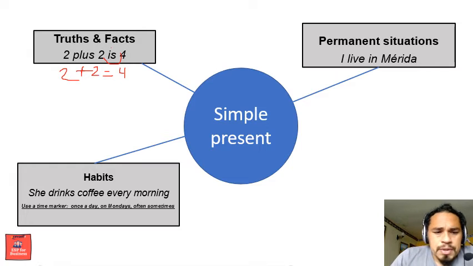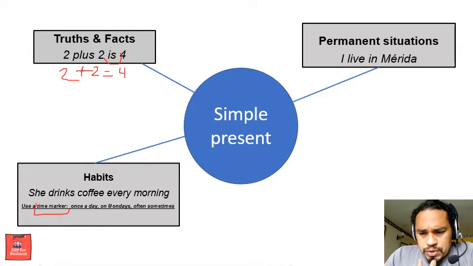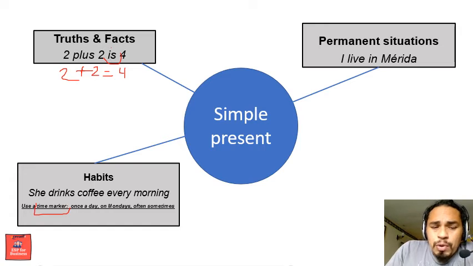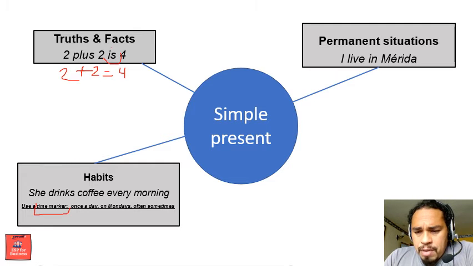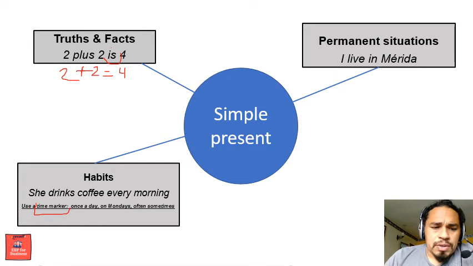Those are habits. Now, with habits, it's important to use a time marker. You have to say what time or when this habit is happening or how often this habit is happening. For example, I sometimes go to my friend's house. That is, I go, that's simple present.